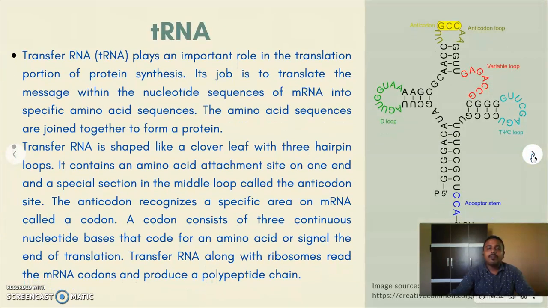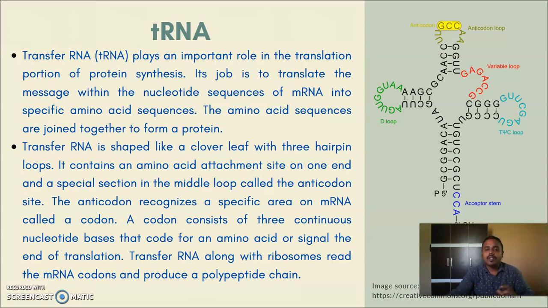The last type of RNA is called tRNA. We call it transfer RNA because it is going to transfer amino acids to help in the synthesis of proteins. This transfer RNA plays an important role in the translation portion of protein synthesis. Its job is to translate the message within the nucleotide sequence of mRNA into a specific amino acid sequence.